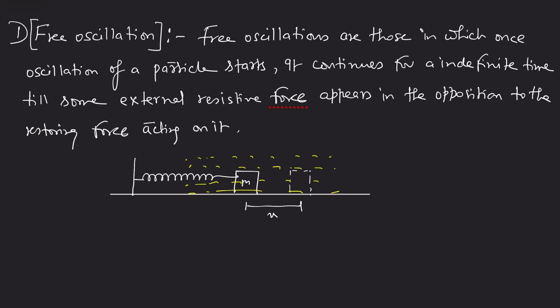So that kind of oscillation where a resistive force is not available at all, which practically I think is almost impossible to achieve, but if we are able to pull it off, it will oscillate for an indefinite time. But if it is not there, then it will get damped and it will stop. So if this kind of resistive force is not there, we say this oscillation is known as free oscillation. I hope you understood.